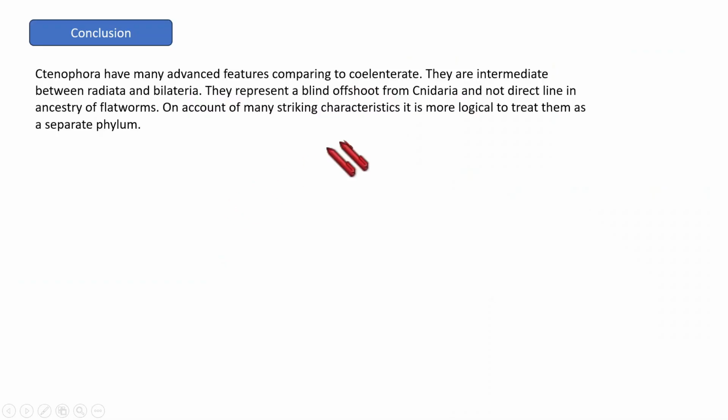Okay, then we are moving to the conclusion. The conclusion is that ctenophores have some advanced features compared with the cnidarians, that is, the coelenterates. They are intermediate between radiate and bilateria. We need to consider it like that. It is an intermediate development in the evolutionary pathway between radiate forms and bilateral forms.